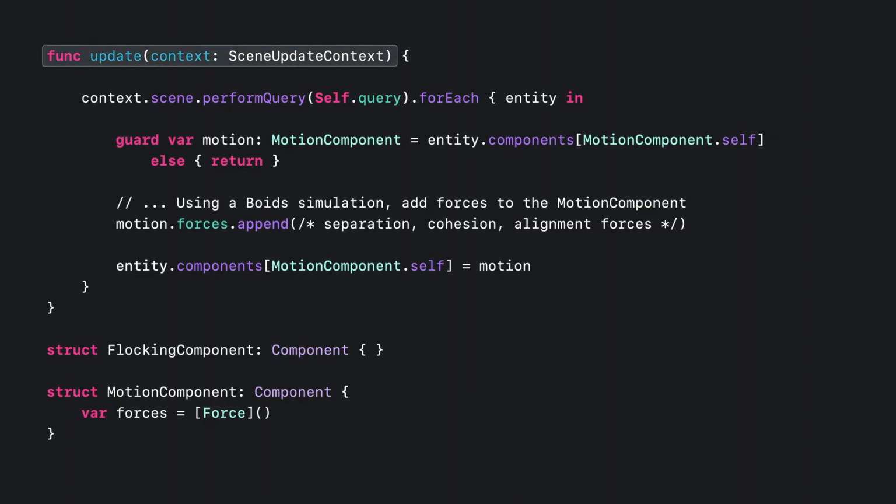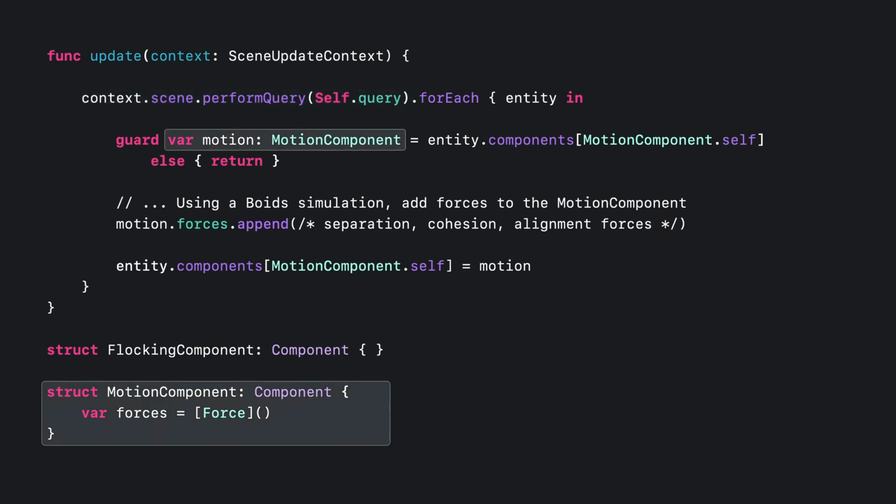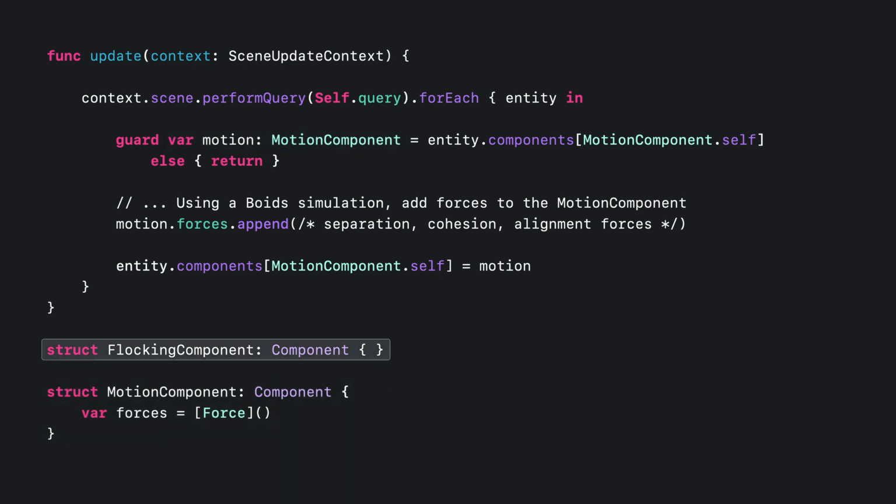It takes a scene update context, which has in it the delta time for that frame and a reference to the scene itself. First, we perform our entity query on the scene, which returns a queried result that we can iterate over for the entities that have the flocking component on them. We get each one's motion component, which we're going to be modifying. Why are we not getting the flocking component itself? Because it doesn't have any data associated with it. We use that one like a tag to signify membership in the flock.